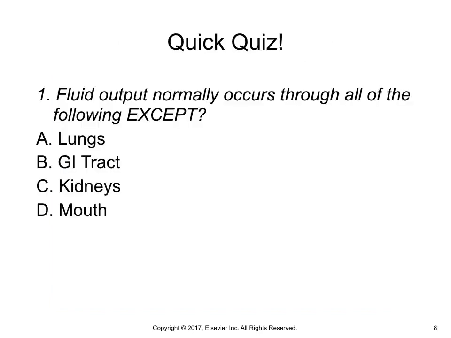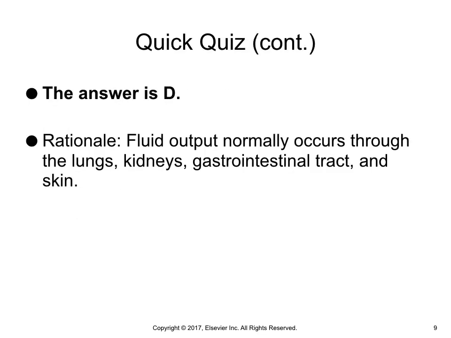Time for a quick quiz. Fluid output normally occurs through all of the following except A. Lungs, B. Gastrointestinal tract, C. Kidneys, or D. Mouth. The answer is D. Mouth. Fluid output normally occurs through the lungs, kidneys, gastrointestinal tract, and skin.